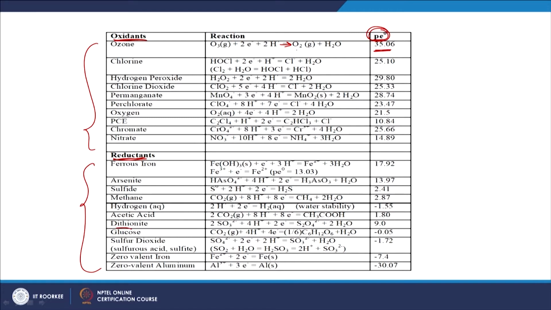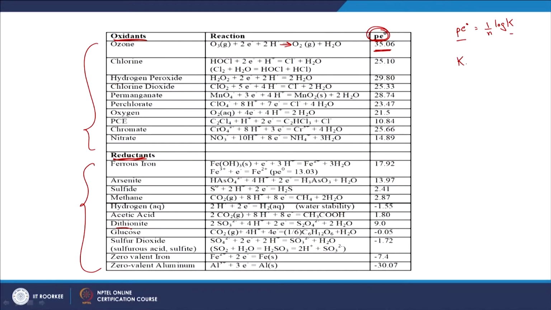P naught, if you remember, was nothing but equal to 1 by n log K. We define P naught as 1 by n log K, if you can recall the relevant derivation. So greater P naught means greater value of K, and we know K is nothing but the activity of the products raised to the relevant stoichiometry over the activity of the reactants. And obviously a greater value of K means this reaction would go to the right.